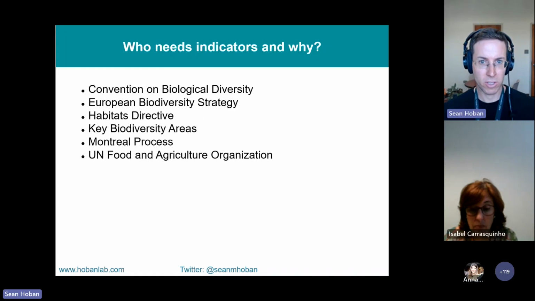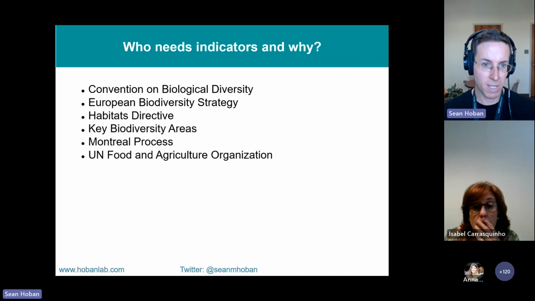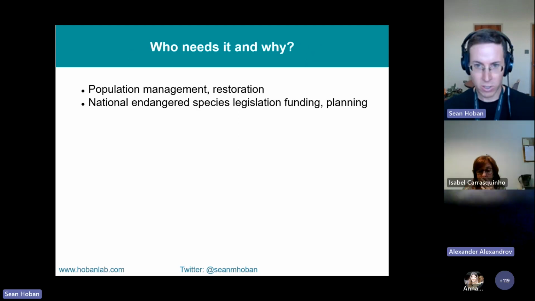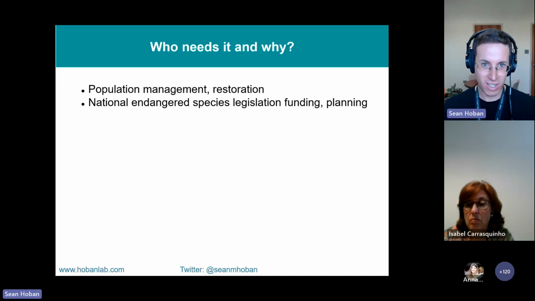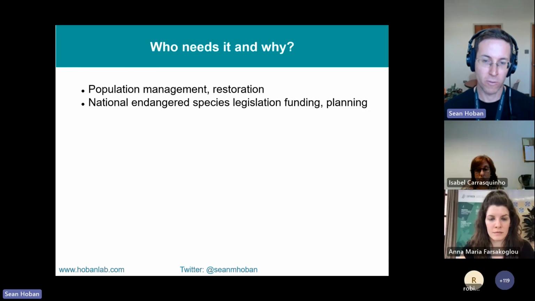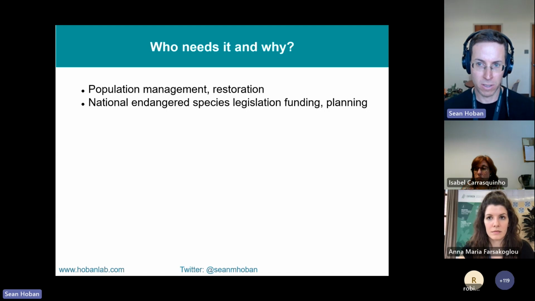I've mostly worked on indicators in the context of international policy, especially the Convention on Biological Diversity, but also others, including the EU Habitats Directive and the FAO. We also want indicators to be useful not just to policymakers for documenting biodiversity decline, but also for reversing that decline. So indicators should be helpful for management decisions for where we need to do restoration, for example, or connectivity most urgently. And they can also be used for endangered species legislation, such as allocating funding among species.